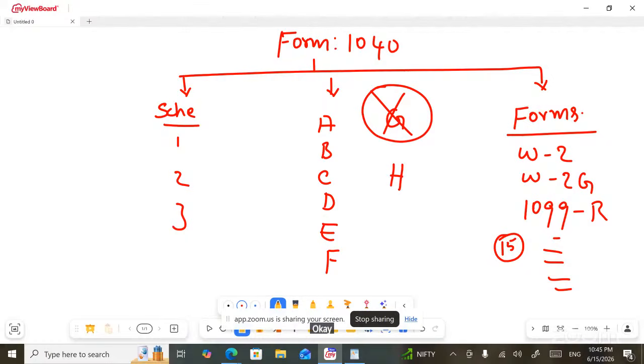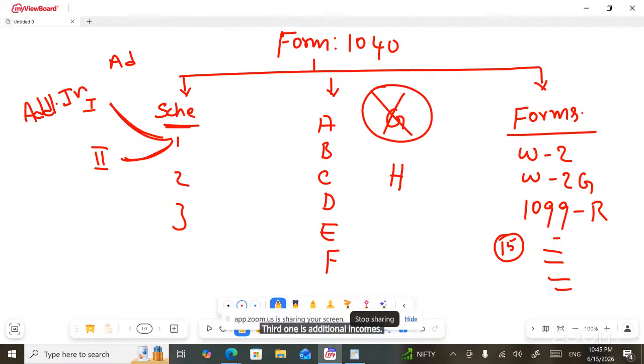Okay. Now coming to schedule 1. Title is adjustments. Actually, in this we are having part 1 and part 2. Part 1 is additional incomes and part 2 is adjustments. These two parts are covered in schedule number 1.